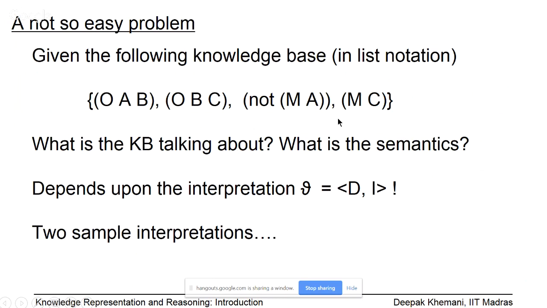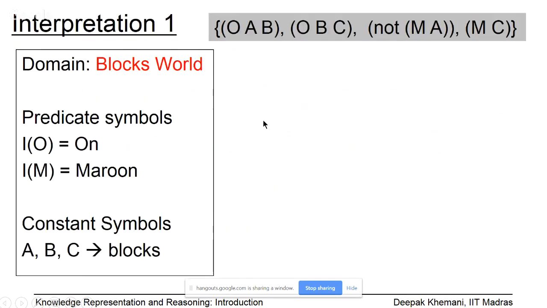In logic, as I have been saying repeatedly, content is not important. The form is important. If you want to show something to be true, then we have to show that there is a formal way of showing it to be true. The meaning is not important. Meaning could be anything. So, for this particular set of statements, we can have different interpretations.